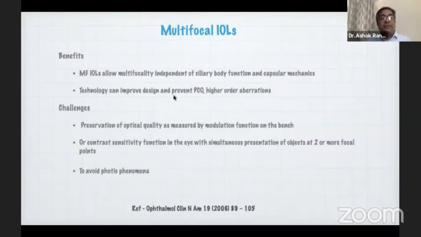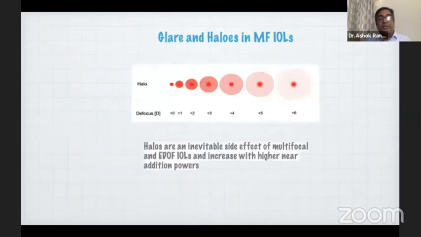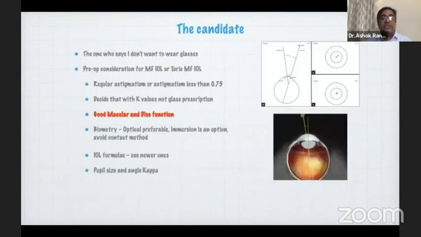So the benefits of multifocality are independent of ciliary body function, and thereby they are better in giving the visual gain. But all multifocal lenses, irrespective of the type, do give glare and halos, and that increases with the additional power which is there in them, which we must counsel the patients for.